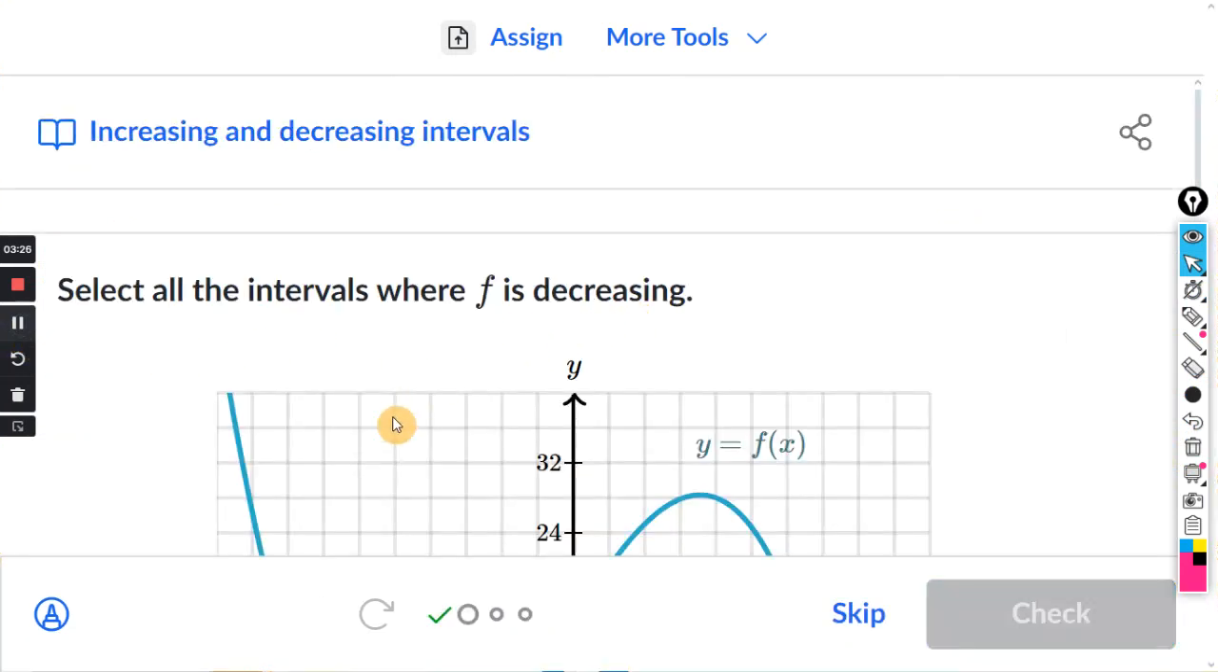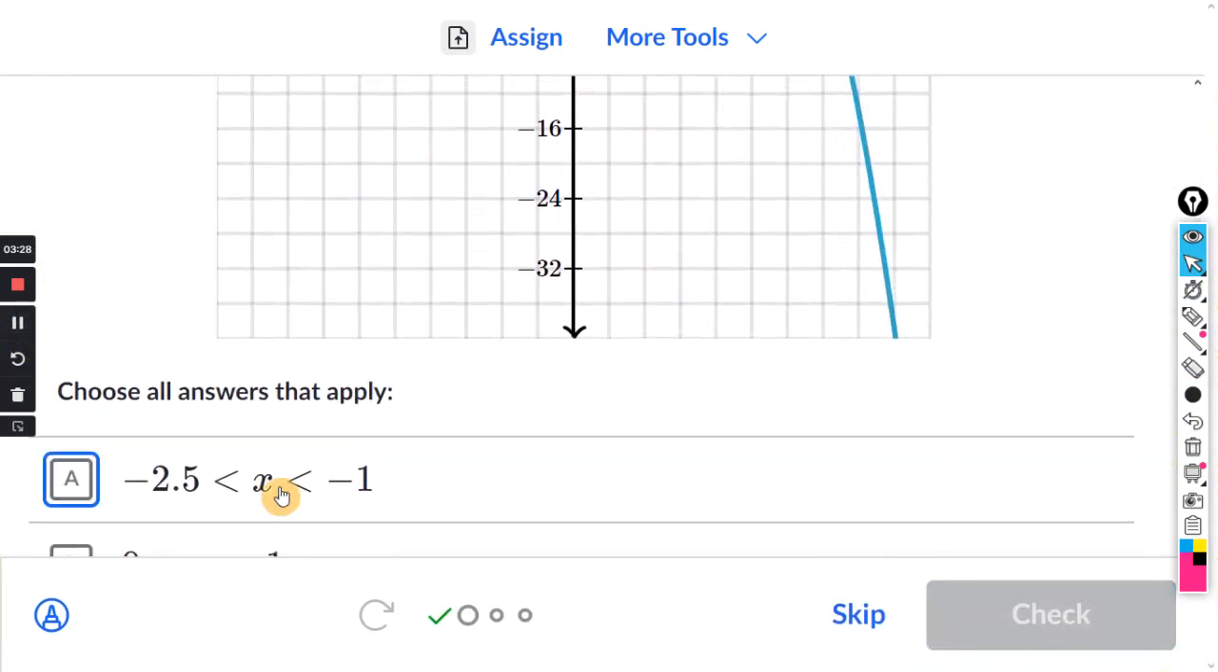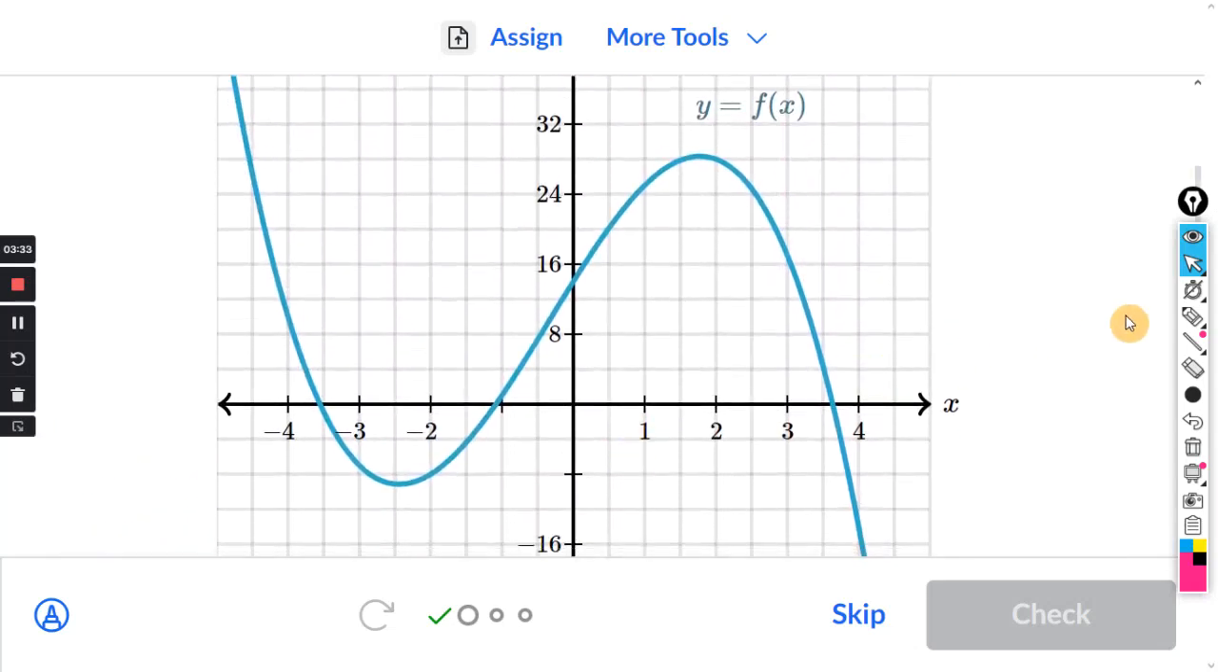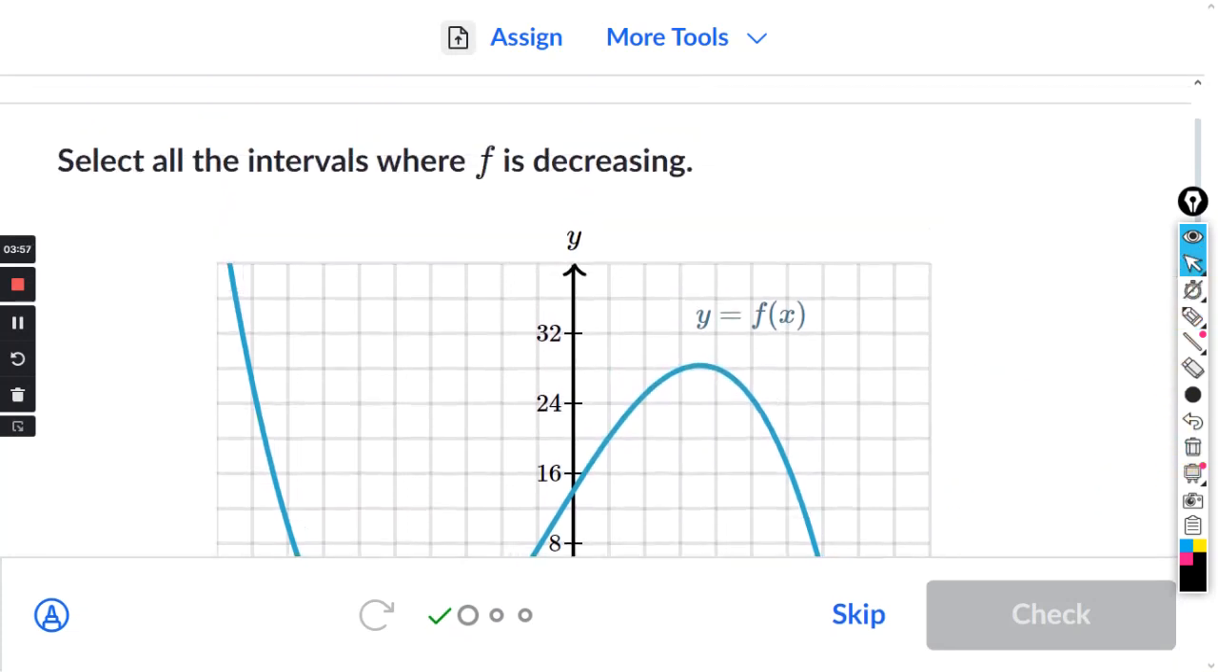All right, now we're looking for decreasing. Negative slope between negative 2.5 and negative 1. All right, here is on the x-axis, negative 2.5 and negative 1. Go to the graph right there. And what's the graph doing from left to right? It is going up. That's a positive slope. That's increasing, so that's no good. They said decreasing for this one.